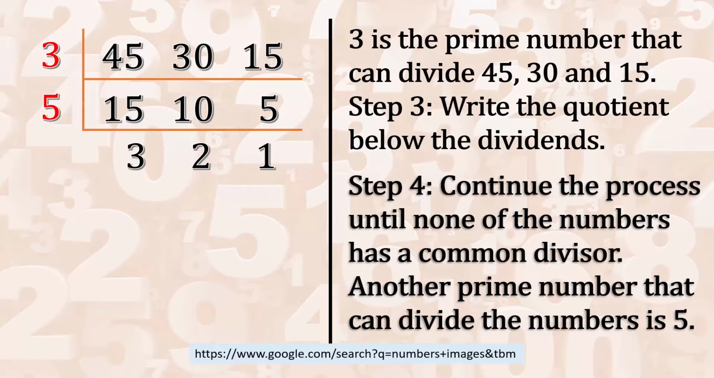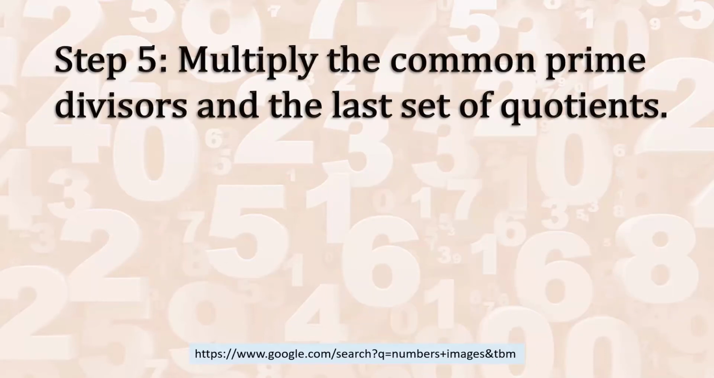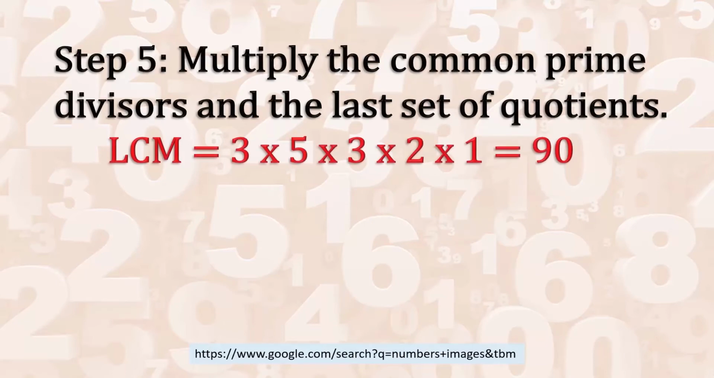1, 2, and 3 are relatively prime numbers. Let's now move on with the last step. Multiply the common prime divisors and the last set of quotients. So we have LCM is equal to 3 times 5 times 3 times 2 times 1, and that is equal to 90. And that's our last example for this lesson.